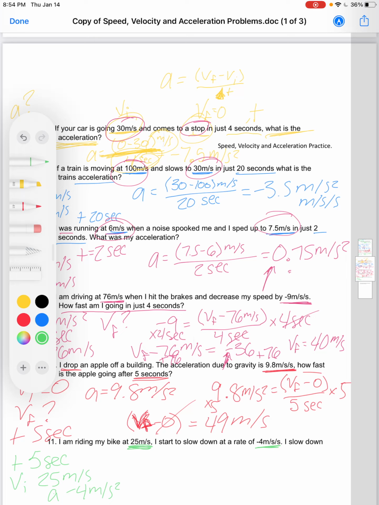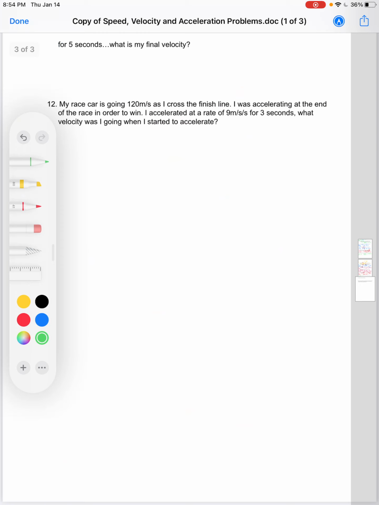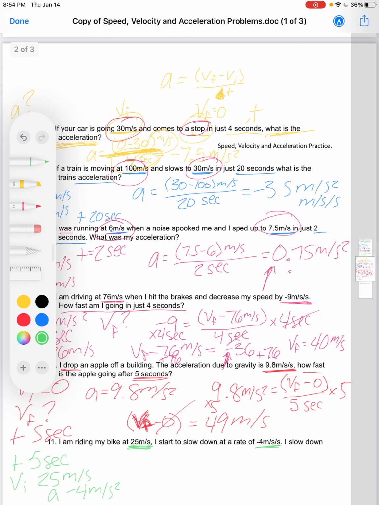I know we think of acceleration like cars accelerating, and that's true, but acceleration can be positive and negative, so just get used to keeping that in mind. Okay, so what is my final velocity? That's what we're looking for. Final velocity. So -4 meters per second squared equals velocity final minus velocity initial over a change in time, which is 5 seconds.